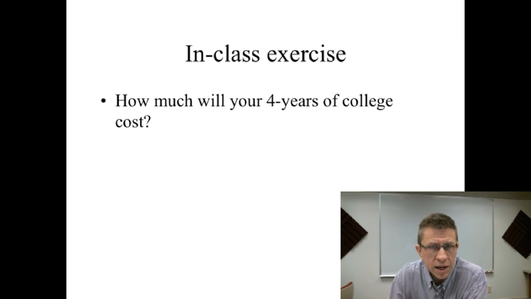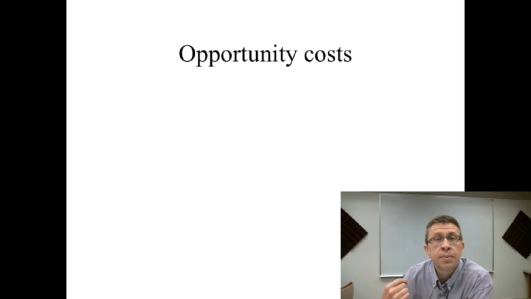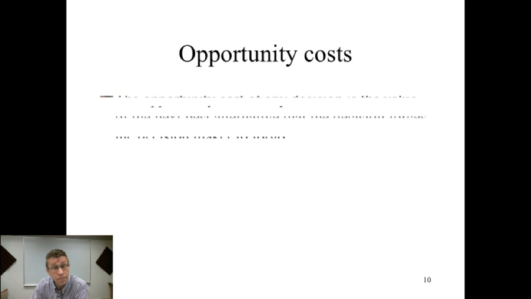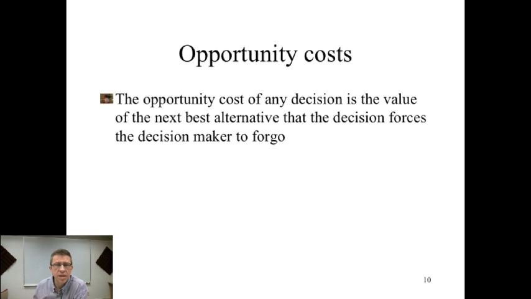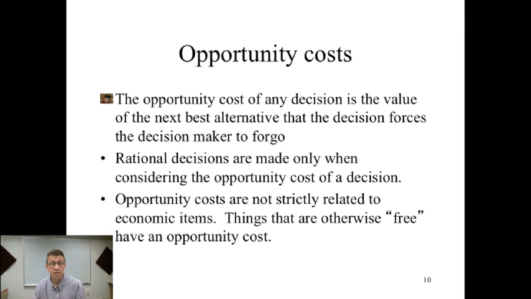So why did I have you go through this exercise? Well, this relates to opportunity cost, right? I wanted you to factor in the opportunity cost of going to college, and it's not just what you paid. Remember the general definition of opportunity cost: it's what you give up to get something. A little more specific, the opportunity cost of any decision is the value of the next best alternative that the decision forces the decision maker to forego. So if you're talking about money, the cost of college isn't just the tuition, because you gave up money as well that you would have earned working, so that's why it's a little bit more. You really should be considering opportunity costs when making a decision.